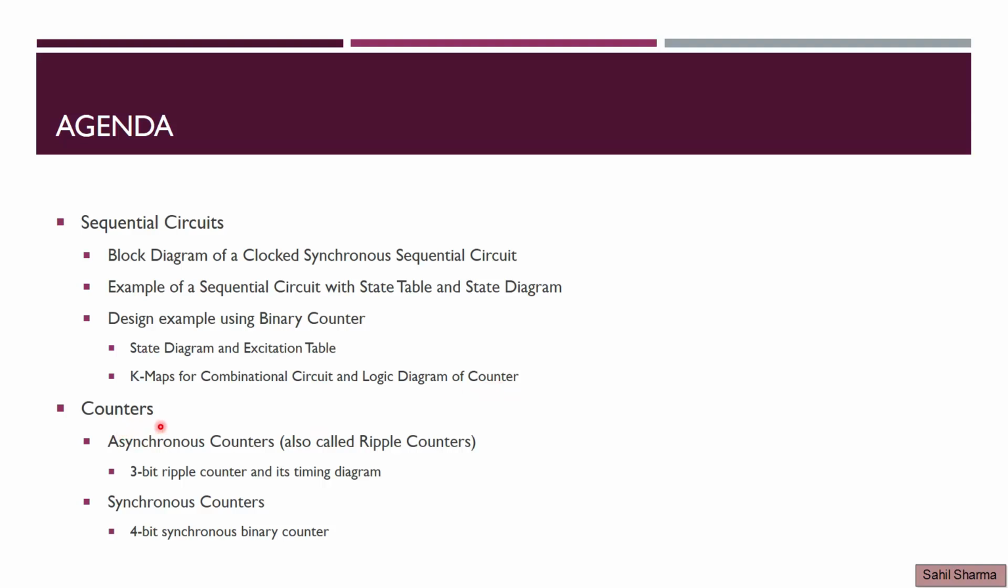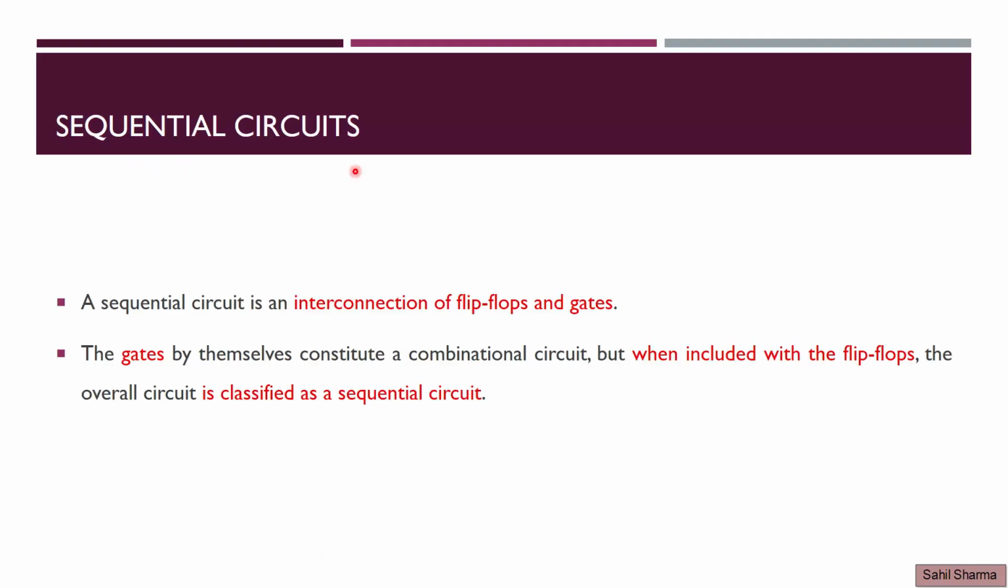Then we will be studying the counters of two types, asynchronous counter and the synchronous counter. In asynchronous counter we will be studying 3-bit ripple counter, and in synchronous counters we will be studying 4-bit synchronous binary counter. Sequential circuits. A sequential circuit is an interconnection of flip-flops and gates.